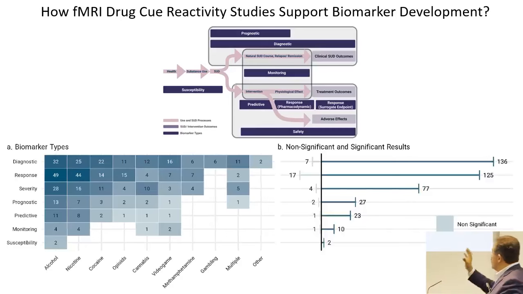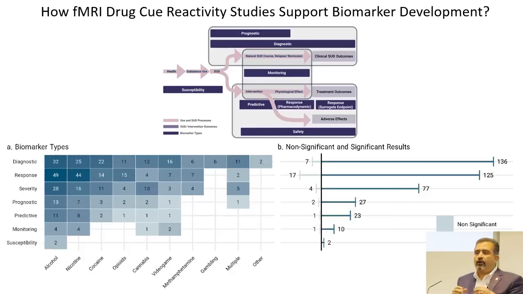And even if you look at whether the results they provided are significant or non-significant, many of them provided significant results. As you can imagine, most of the studies use fMRI as a sort of diagnostic, in terms of whether it can differentiate between substance users and non-substance users, or heavy alcohol drinkers and social alcohol drinkers. They are just differentiating between case and control, using that as a diagnostic measure. But there are many response, many severity, many prognostic biomarker studies. So there are multiple studies that try to address and use fMRI drug reactivity specifically for these sorts of biomarkers. But there is a problem.